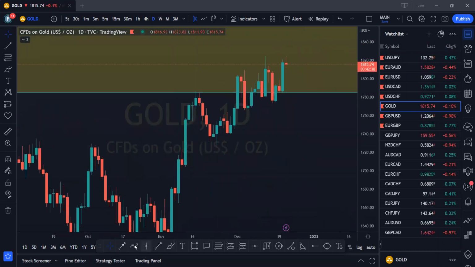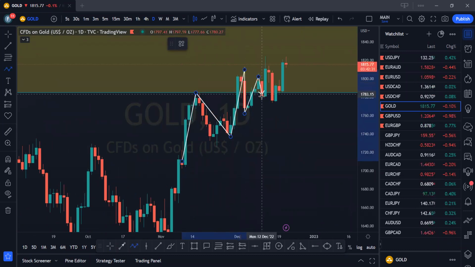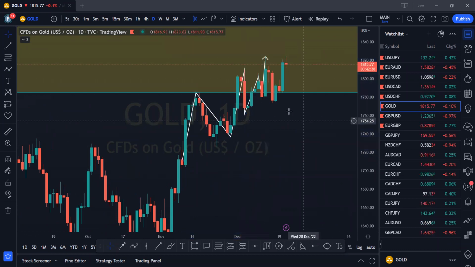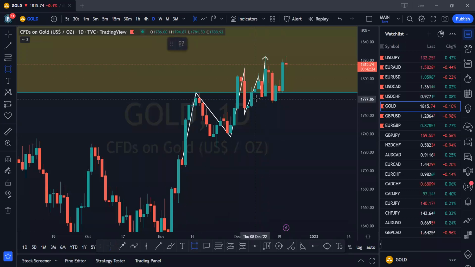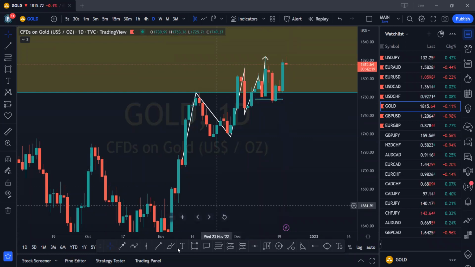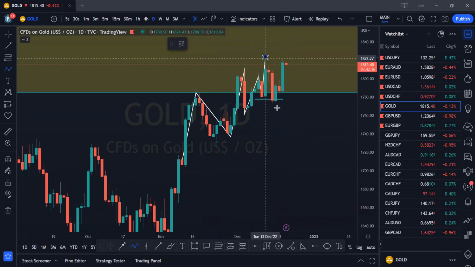Okay, we have this structure here. So this is a low, and we've seen a violation here on daily. So price has done this, and then we're expecting price to retrace, right? So we are currently seeing that retracement, and then we are trying to look for sells here. So being aggressive is looking for sells here.